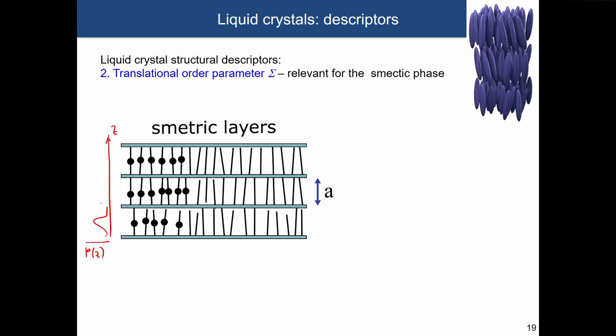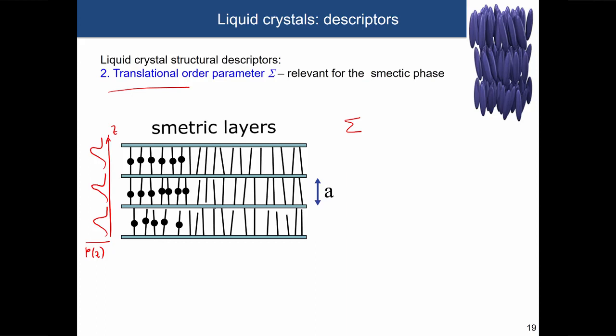And the name itself tells you that it gives you the information whether there is translational order. In the nematic phase, we did not care about this because there was no translational order, but in the smectic crystals there is. So again, how do you quantify this? These layers can be very well ordered, but there can be some mismatches between them. How do you quantify this?